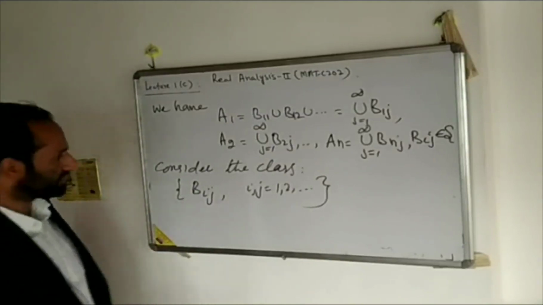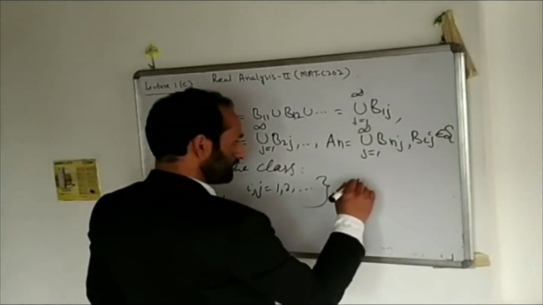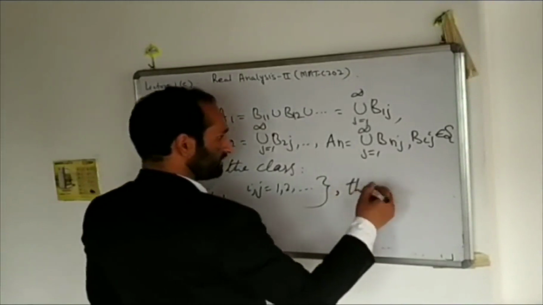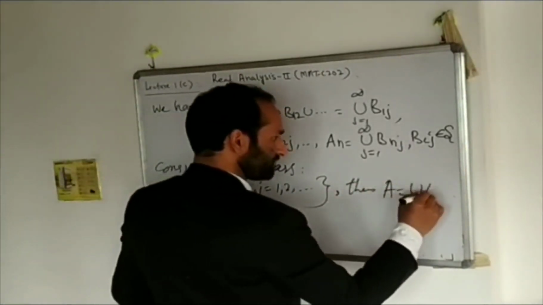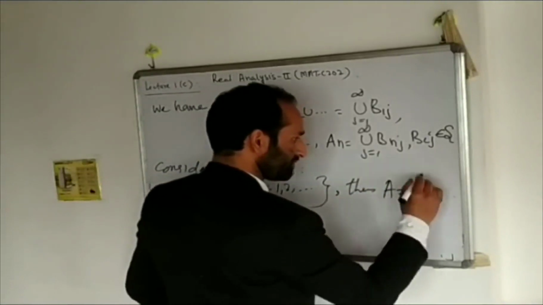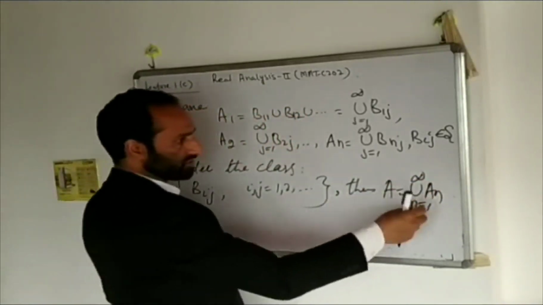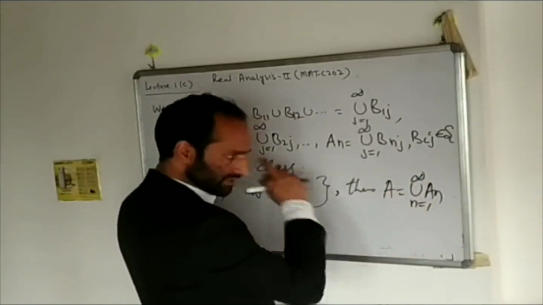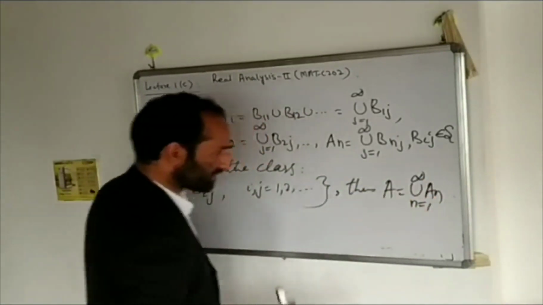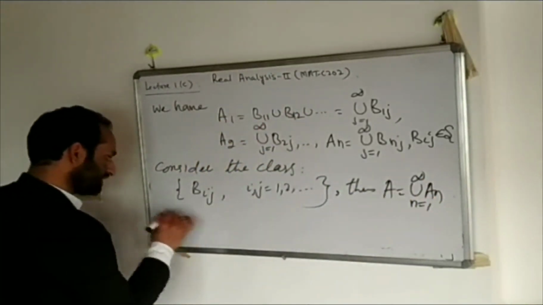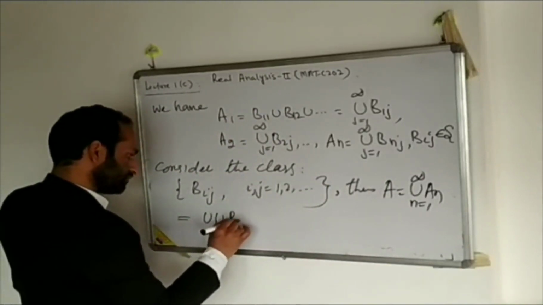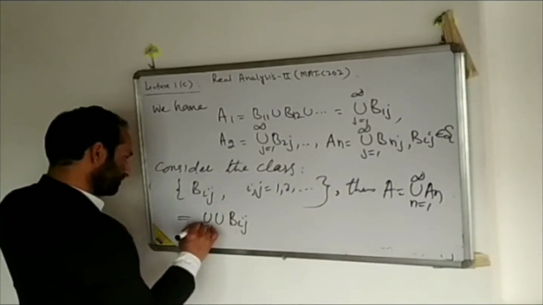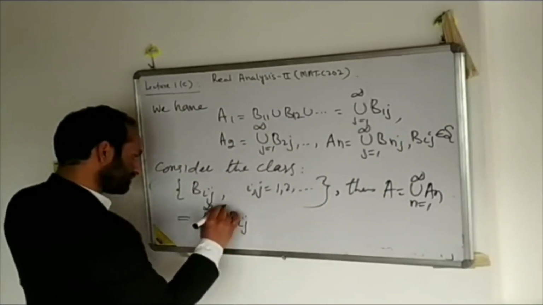And let's write A as the union of An, n running from 1 to infinity. We have to show that this A, which is a countable union of sigma sets, is a sigma set. You can easily verify that it is equal to the double union of Bij, i running from 1 to infinity, j running from 1 to infinity.